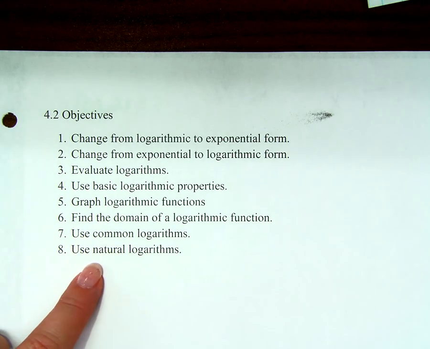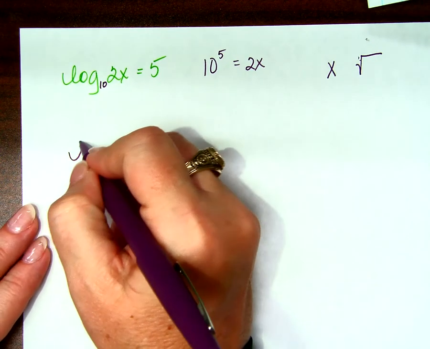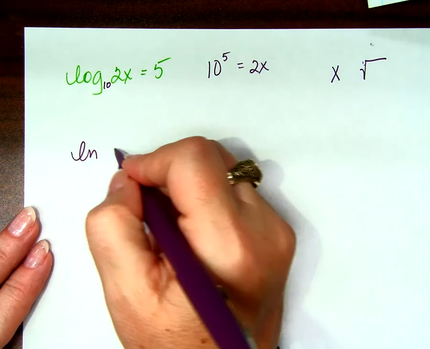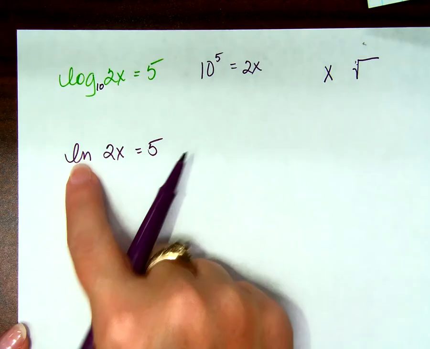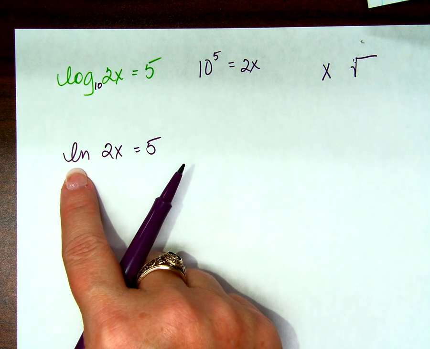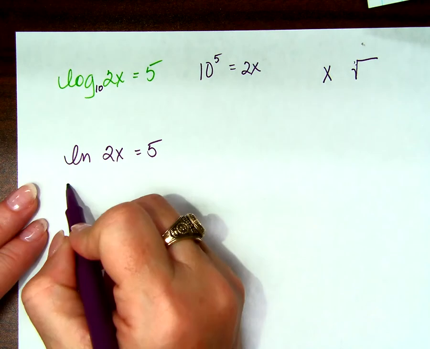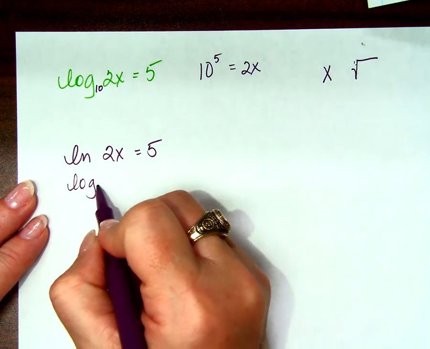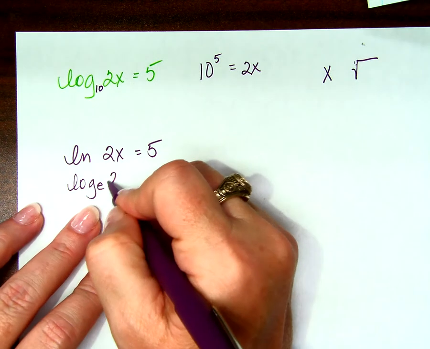Okay? The natural log looks like this. Now, that looks completely different than all the stuff we've been writing. It doesn't even say log. It says ln. It does stand for natural log. That's exactly right. And natural log is log base what? E. Excellent. Okay? So I could rewrite this in this form.